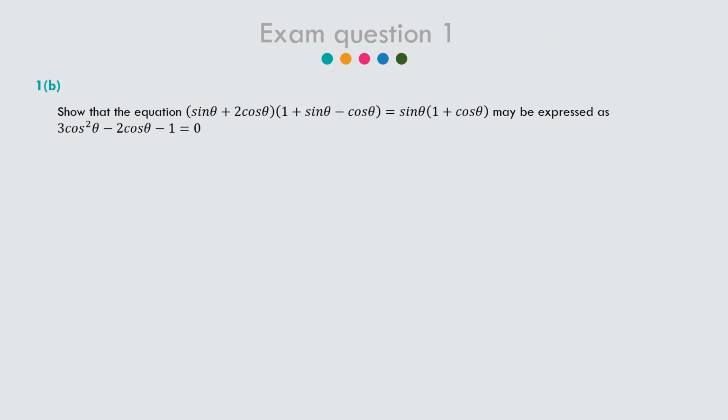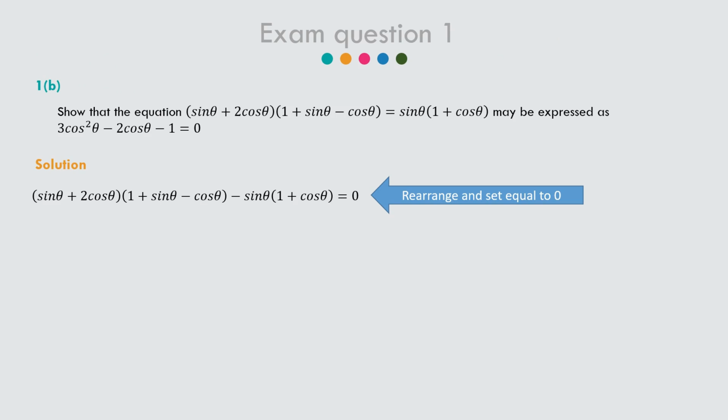In part b, we are asked to show that the equation (sine theta plus 2 cos theta) multiplied by (1 plus sine theta minus cos theta) is the same as sine theta multiplied by (1 plus cos theta), and then show that it can be expressed as 3 cos squared theta minus 2 cos theta minus 1 equals 0.